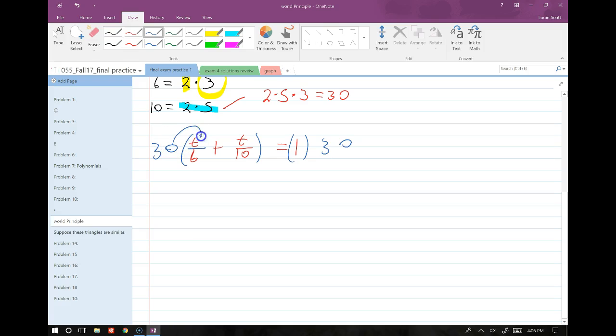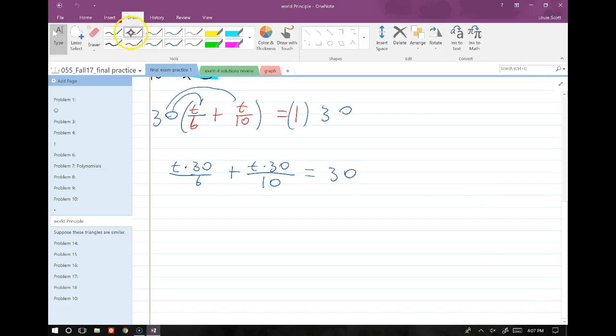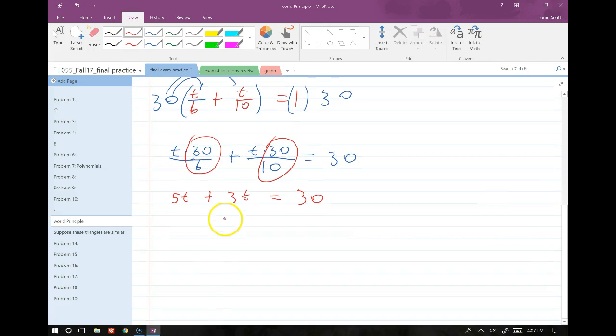Okay, distribute into the first one, and I get t times 30 over 6, plus distribute into the second one, and I get t times 30 over 10, and that's equal to 1 times 30, which is 30. Now my next step, I go through and I simplify all these numbers here. So 30 over 6, what's that equal to? 5. So that's 5t. 30 over 10, what's that equal to? 3t. And 30 is still just 30. Now I combine these and I get 8t equals 30.